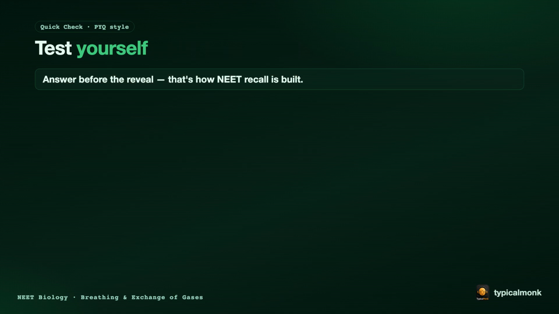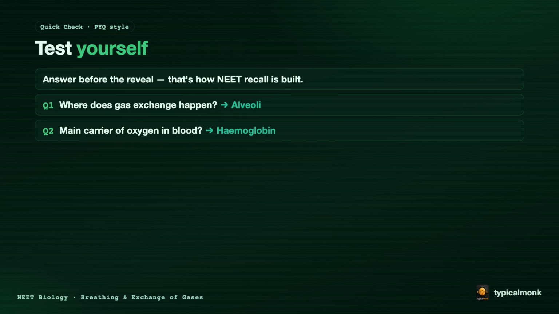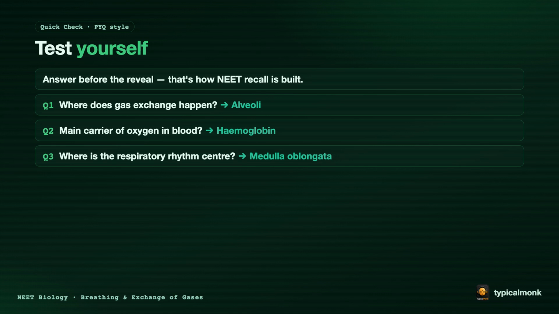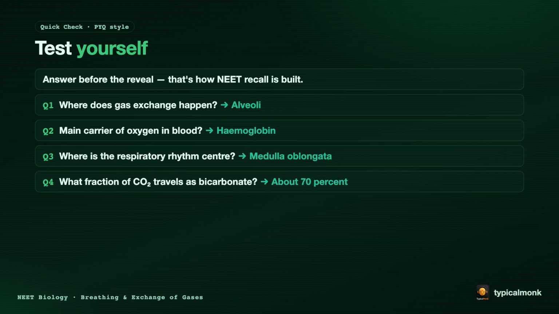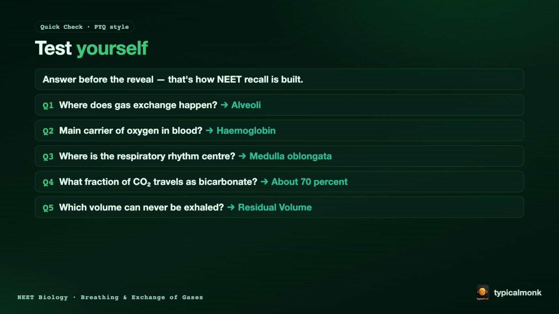Now, test yourself. Think of each answer before it appears. Answer first. That is how you build strong NEET recall. Question 1. Where does gas exchange happen? Answer: in the alveoli. Question 2. The main carrier of oxygen in blood? Hemoglobin. Question 3. Where is the respiratory rhythm center? In the medulla oblongata. Question 4. How much carbon dioxide travels as bicarbonate? About 70%. Question 5. Which volume can never be exhaled?